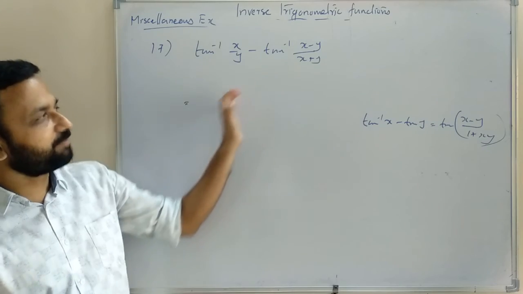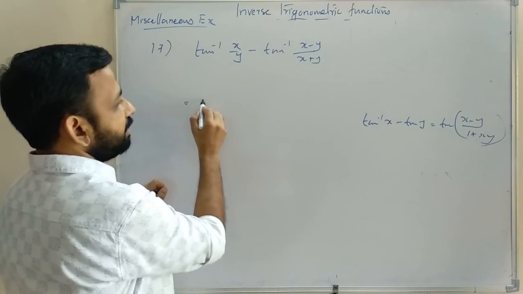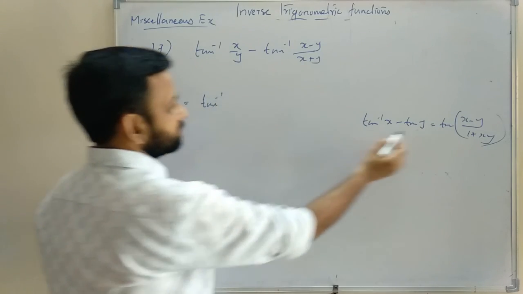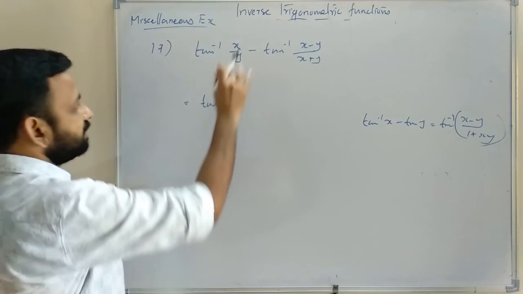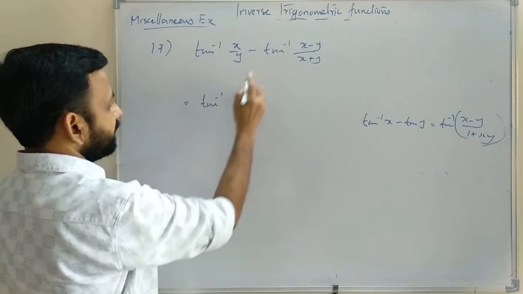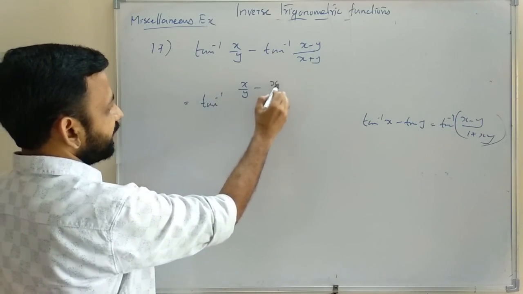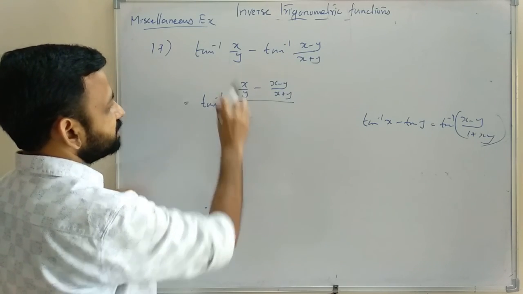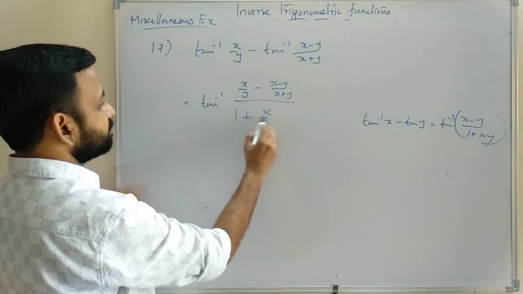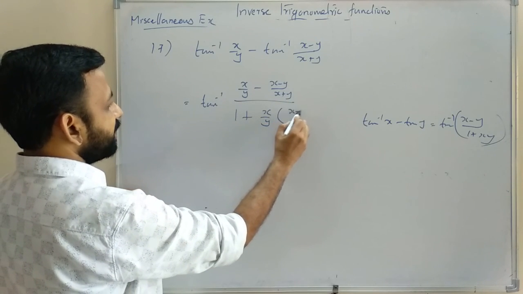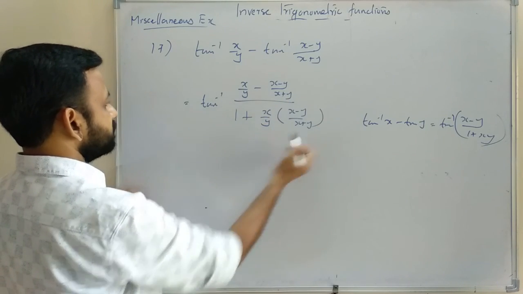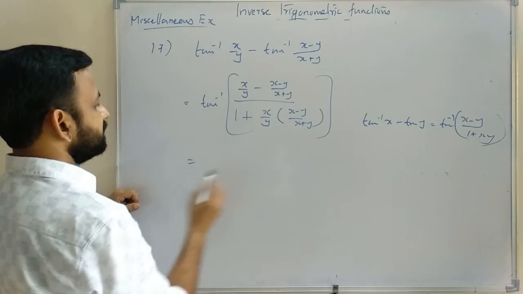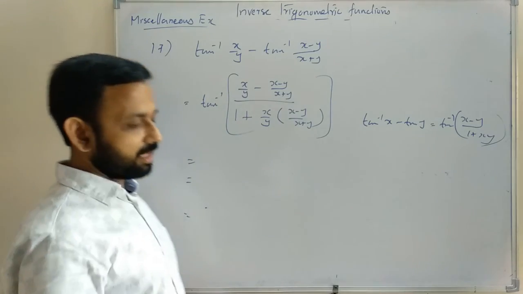When we use that formula, it's very simple. Just substitute into the formula. We will get tan inverse of ((x upon y minus (x minus y) upon (x plus y)) divided by (1 plus x upon y into (x minus y) upon (x plus y))). When we simplify this expression, we will get the answer.